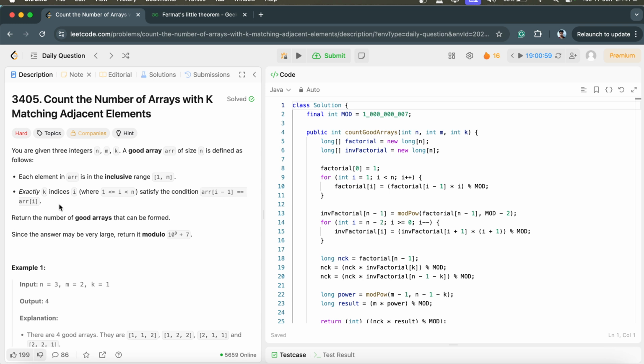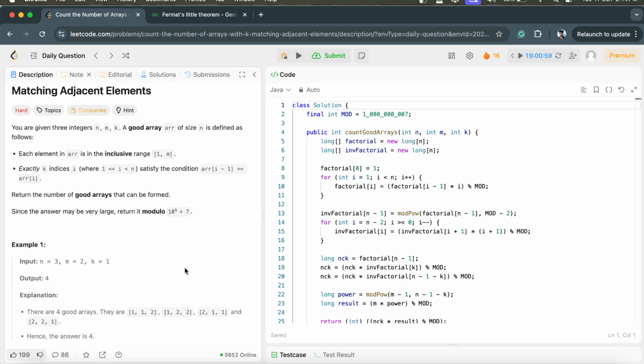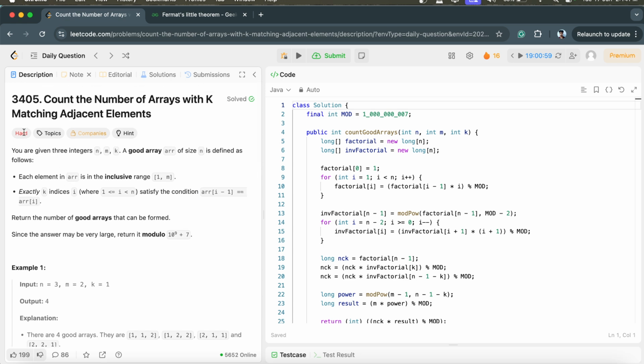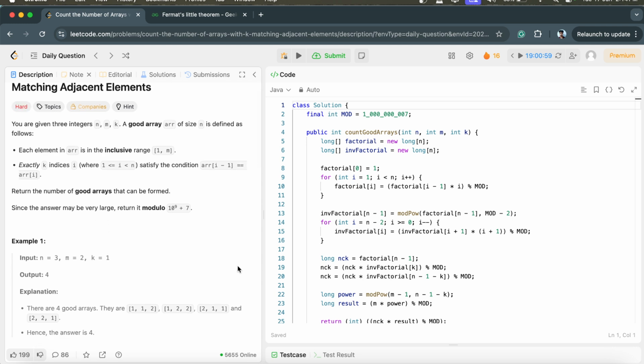Okay, so we should have k pairs, k indices from this given array, which satisfy this condition. So whatever the adjacent values that we have, those should be equal. We need to return the number of good arrays that can be formed. Since the answer may be very large, we have to return it modulo 10 to the power of 9 plus 7. So it is a good problem, and by solving this problem we can learn multiple mathematical concepts and use them in different problems.